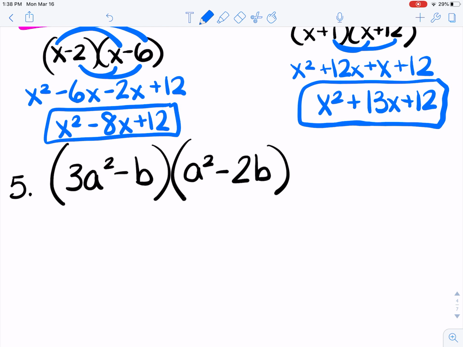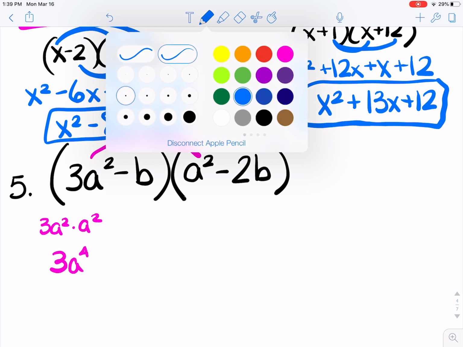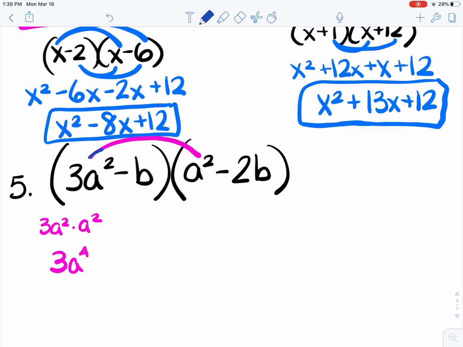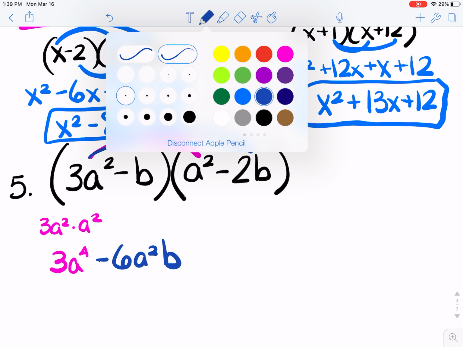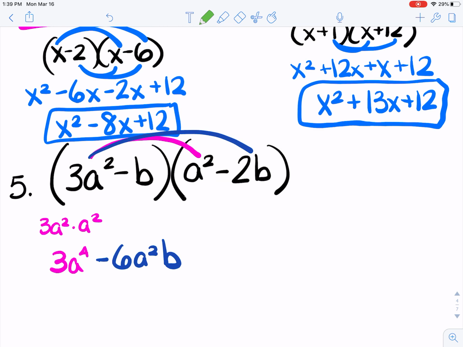This problem, we've got more variables, but the foiling is still there. You're going to take the first two terms and multiply them. 3a squared times a squared gives me 3a to the fourth. 3a times negative 2b is negative 6a squared times b. The two inner ones make a cute little smiley face when you draw that in there. You have negative a squared times b.